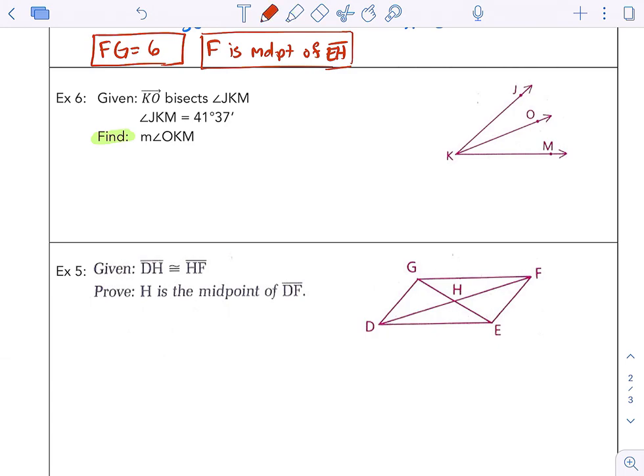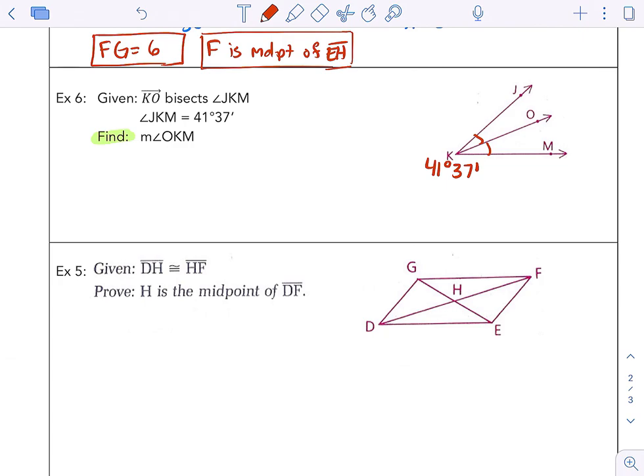Our first given is that ray KO bisects angle JKM. So that ray bisects this angle. Now I can use the 2 arcs to mark those 2 angles congruent. Then I know that angle JKM is 41.37, so 41 degrees and 37 minutes. So this entire angle is 41 degrees and 37 minutes.